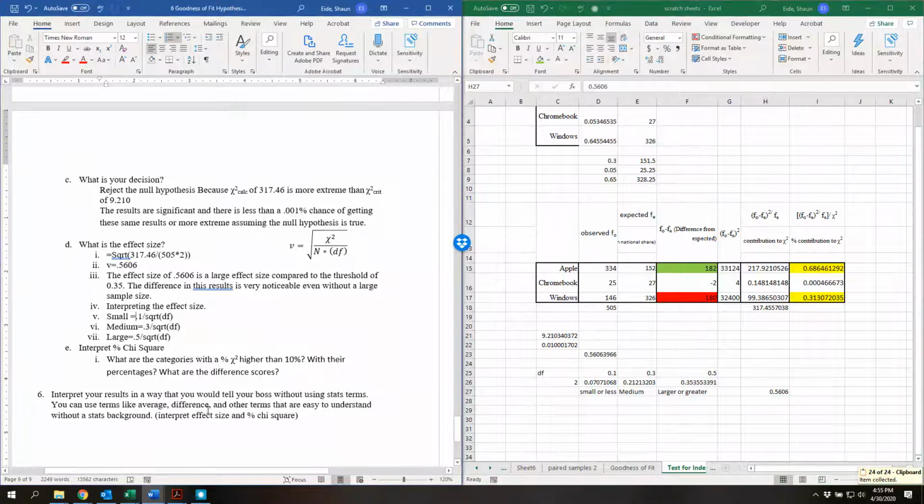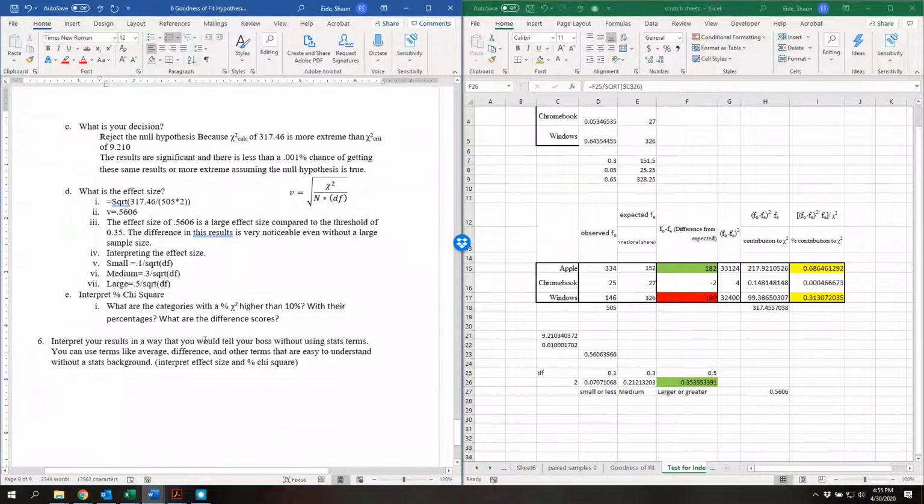So right here, the effect size of 0.5606 is a large effect size compared to the threshold of 0.35, which is a threshold right here. So this right here is the threshold for a large effect size. The difference in this result is very noticeable even without a large sample size. In other words, it's easy to see that there's a difference. Okay, then interpreting the effect size, we already did that.